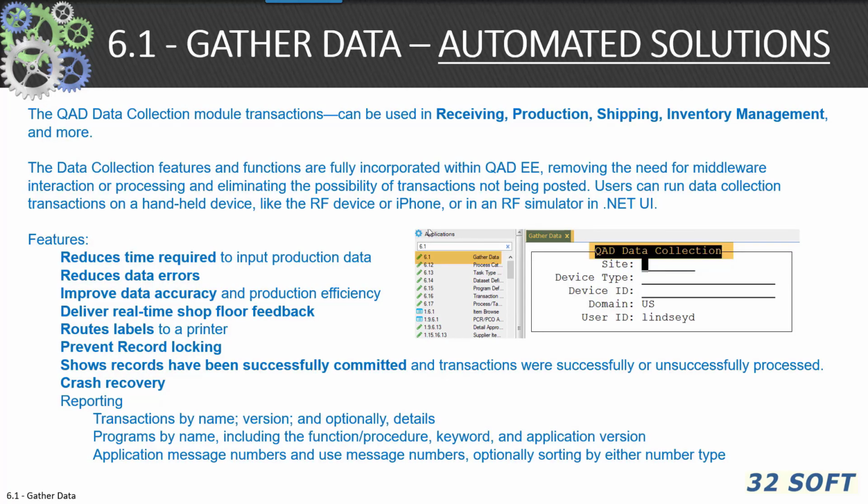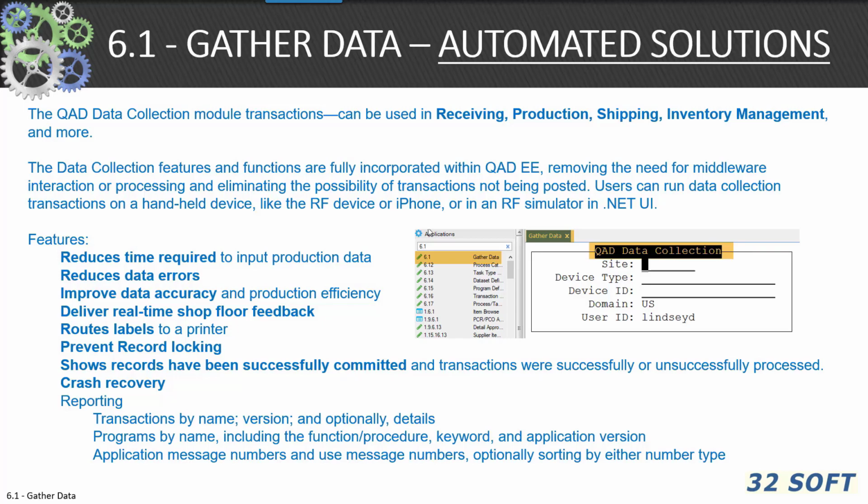Just a quick word about gather data or automated solutions. Automated solutions is basically the new barcode functionality for receiving, production, shipping, inventory. This allows you to do a much better job of reducing time for data processing, reduces error, increases data accuracy, prevents record locking, you can print labels, lots of good functionality for gather data.